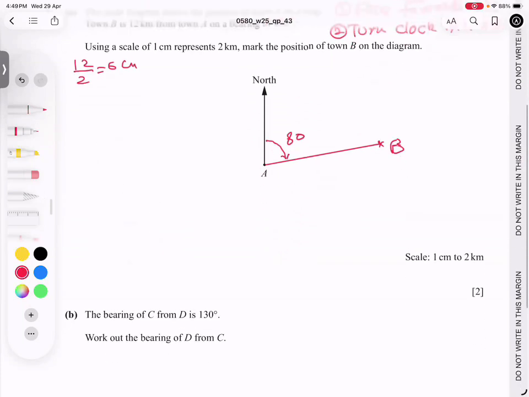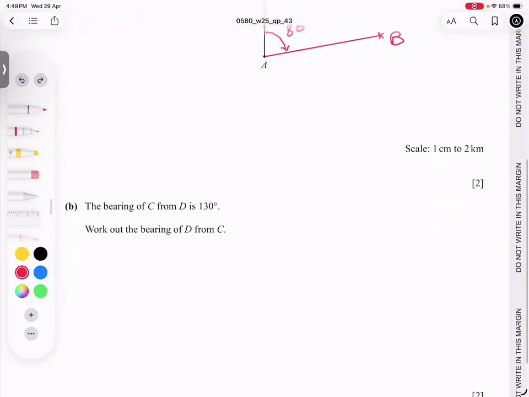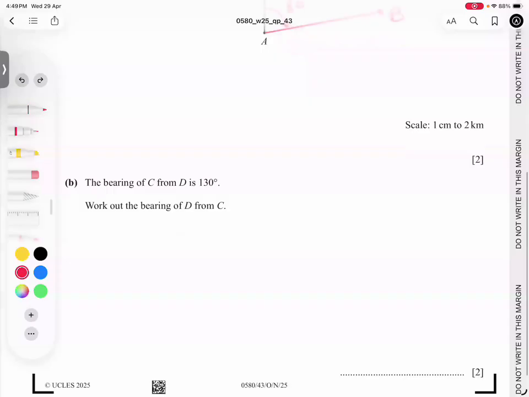Next part. Bearing of C from D is 130. This is totally independent from the previous part. I will make it C and D, and drawing makes it very easy to solve. So students, have a look now. C from D. From D means apply the rules at D, and C is called the target.